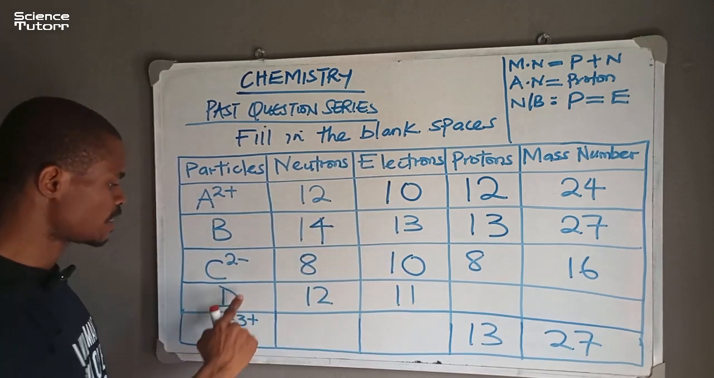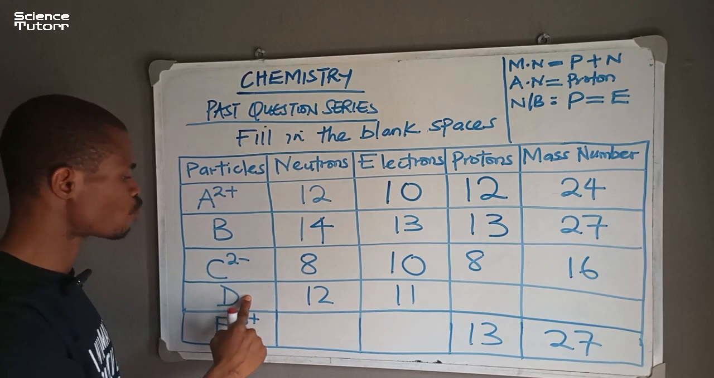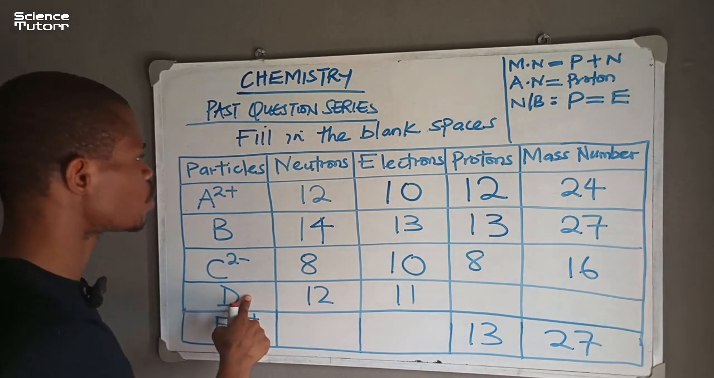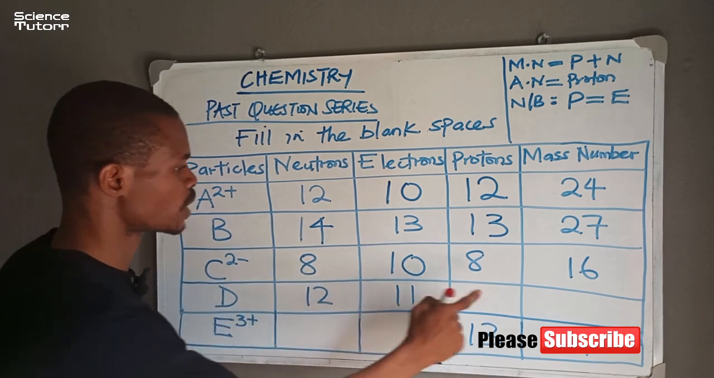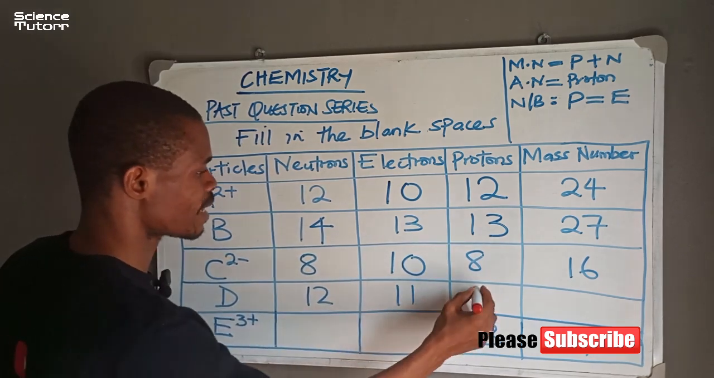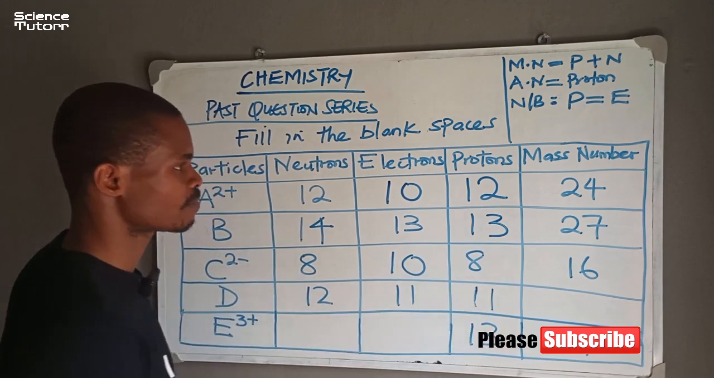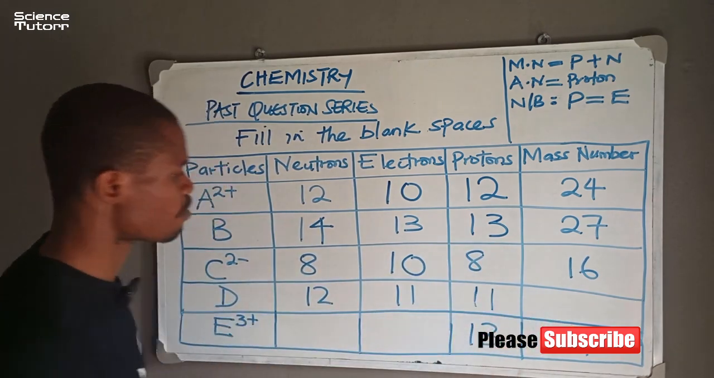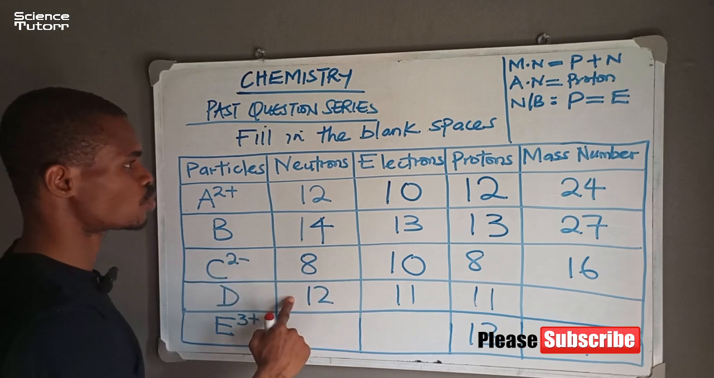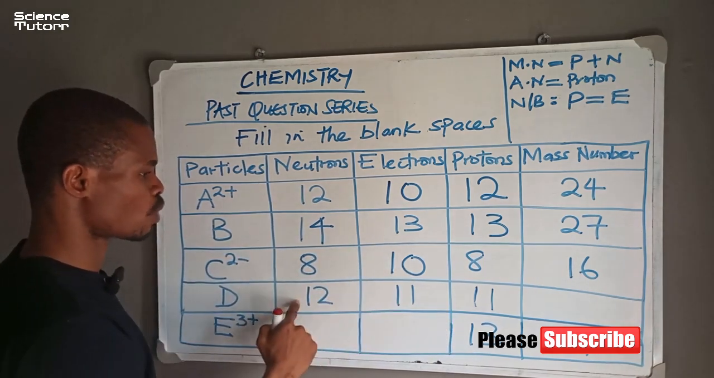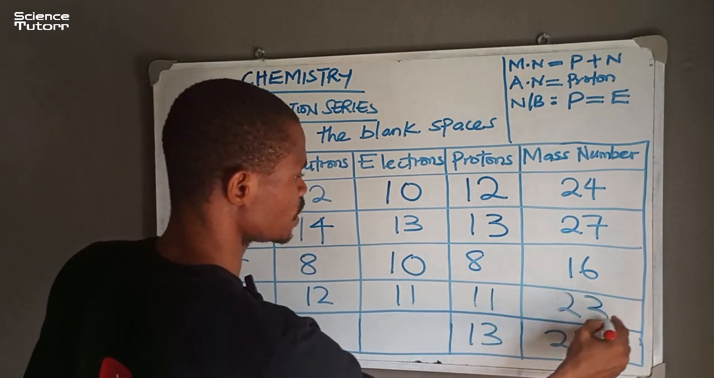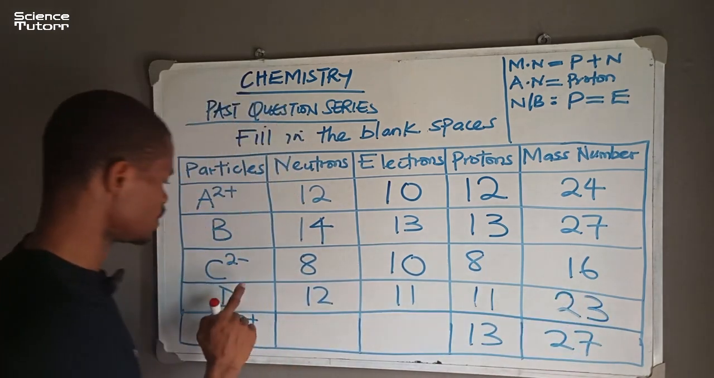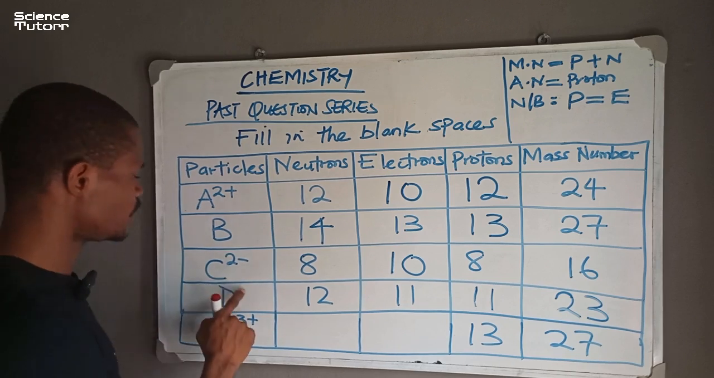In the fourth case, this particle is a neutral atom. In a neutral atom, protons and electrons are equal to each other. That makes 11 here. And then to find the mass number, we have neutrons plus protons. So 12 plus 11 gives us 23. That is for the neutral particle D.